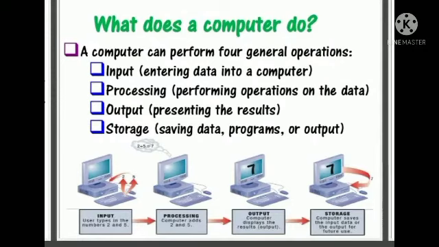What does a computer do? A computer can perform 4 general operations. They are input, processing, output, then storage. Input is entering data into a computer. Processing means performing operations on the data. Output means presenting the results. Then storage means saving the data, programs or output. So what can a computer perform? A computer can do input, processing, output, storage. These are the 4 functions of a computer.